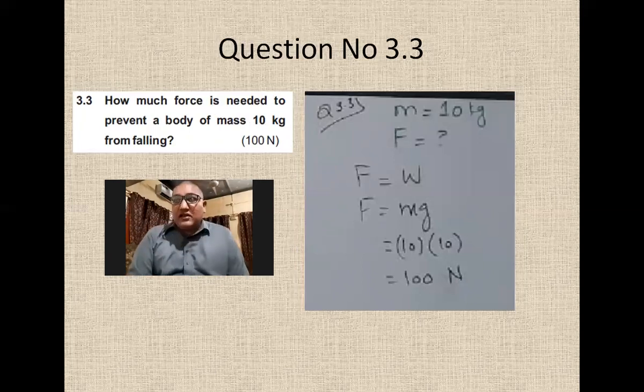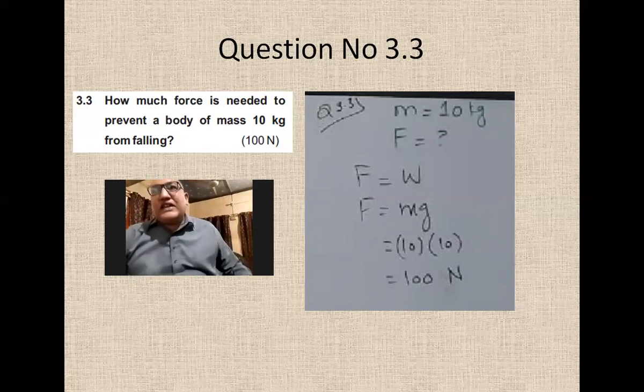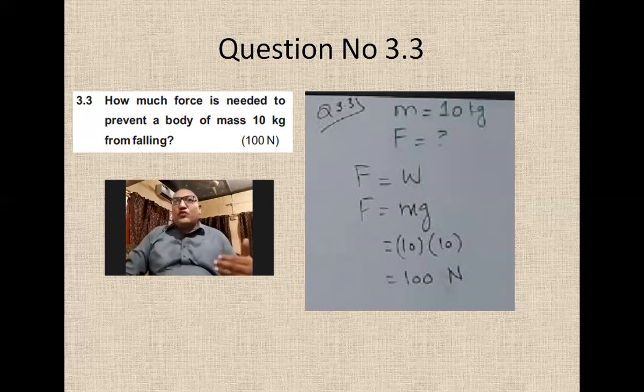The next numerical is question number 3.3. He says, how much force is needed to prevent a body of mass 10 kg from falling? So if the body is falling, you have to apply a force in the upward direction, and that force should be equal to the weight of the body. You have to at least apply a force in the upward direction, which is equal to the weight of the body, and that will prevent that body from falling down.